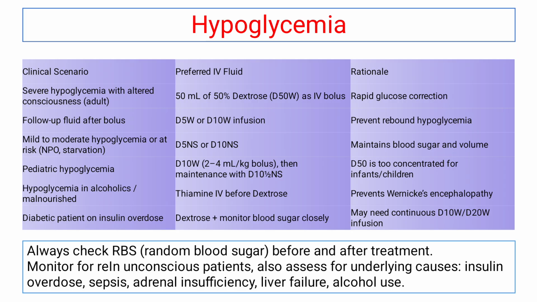In patients with hypoglycemia due to alcoholism or malnourishment, thiamine should always be given before dextrose to prevent the Wernicke's encephalopathy. Diabetic patients on insulin overdose, give them dextrose and monitor their blood sugar closely. They may need D10 or D20 infusion. We should always check random blood sugar before and after treatment.